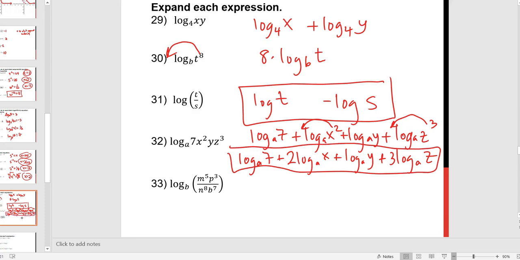This last one I see 4 terms, so 4 logs, all base b.